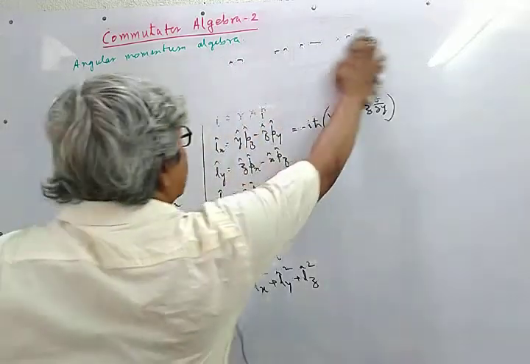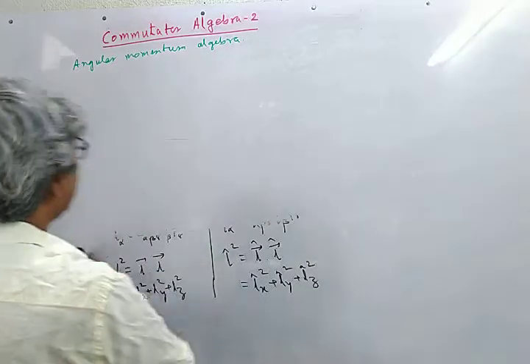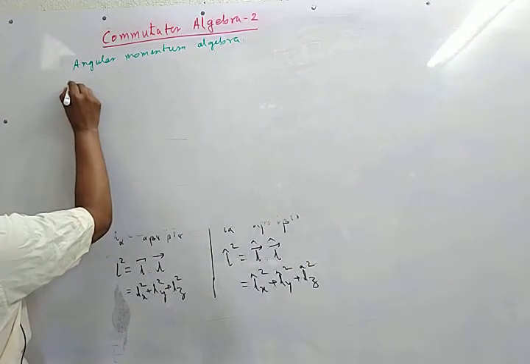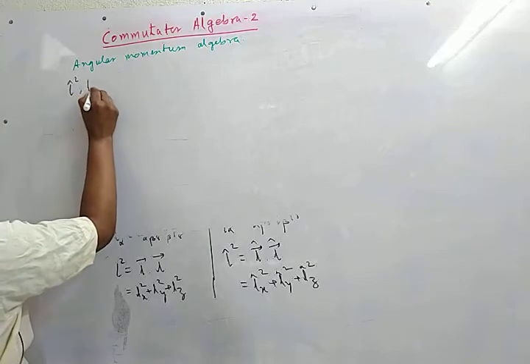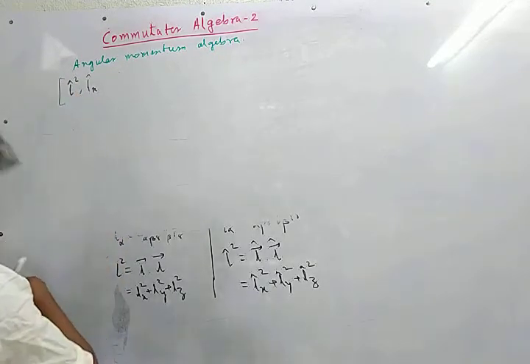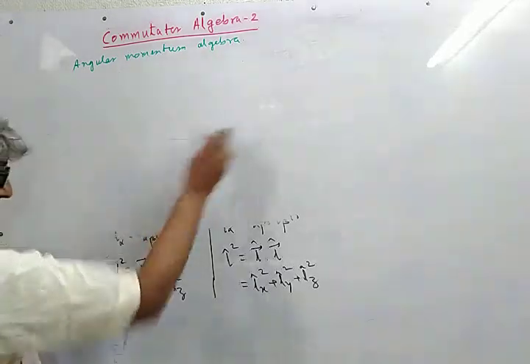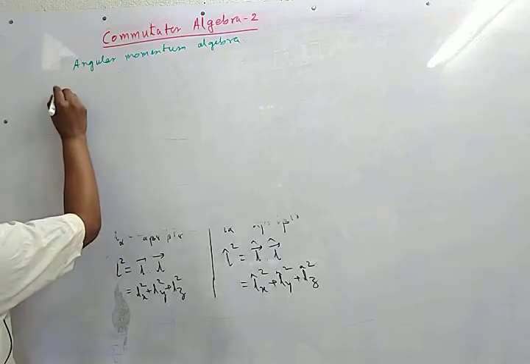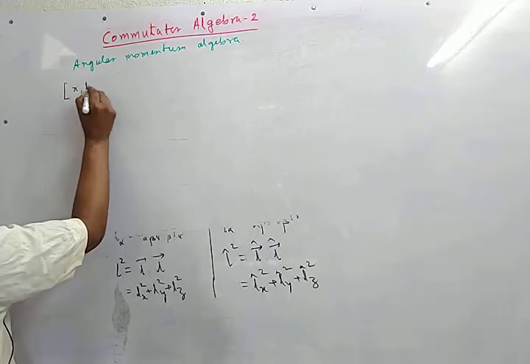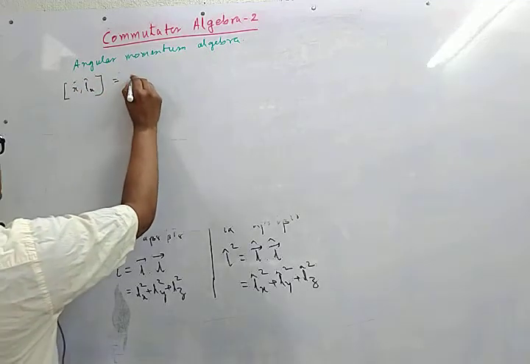I am coming to the properties of commutators. So first, see that L square commutes with Lx. Now we will require other relations to show this. So let me first calculate this one, the commutator of x and Lx. This is x.